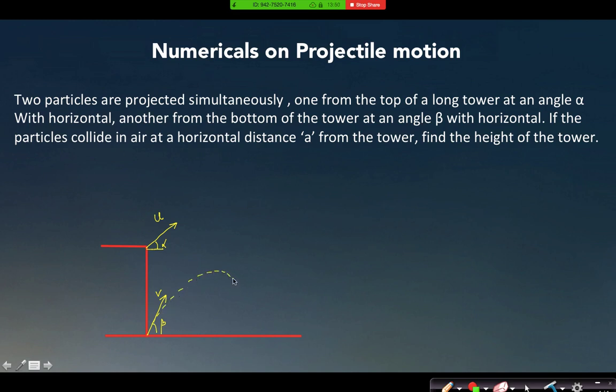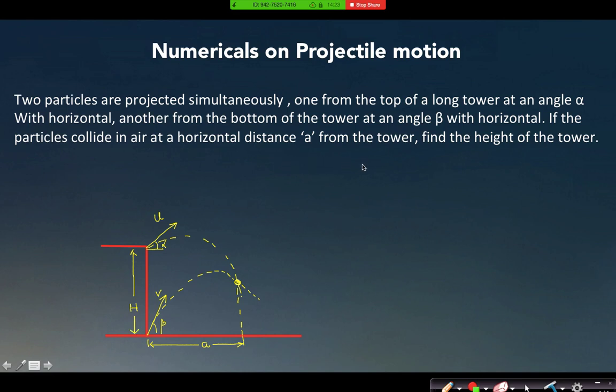So if the second particle is moving like this, and if the first particle is moving like this, then in mid-air means they are colliding at this particular point. It says that the horizontal distance from this tower to this particular point is a. So if I draw this horizontal line, this horizontal distance is a. If I assume that the height of the tower is h, let us assume it to be capital H, I need to calculate the capital H.